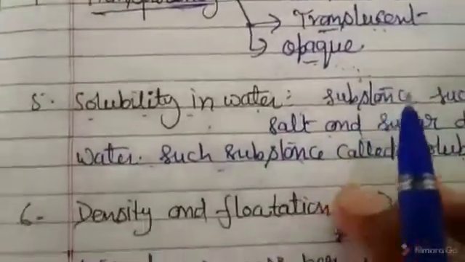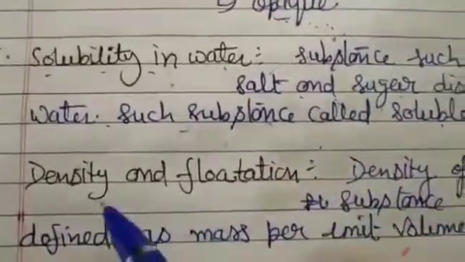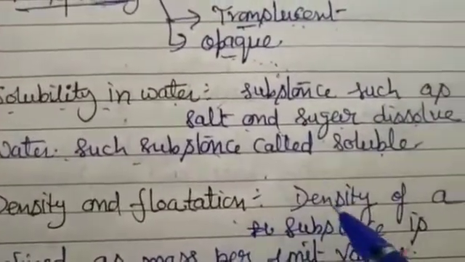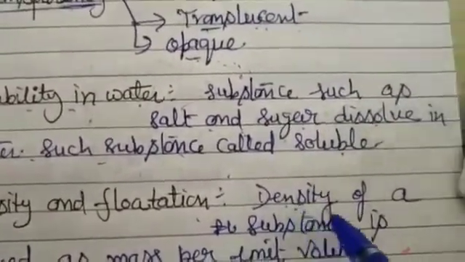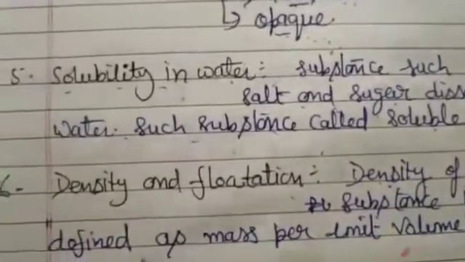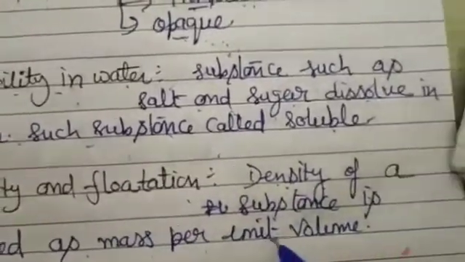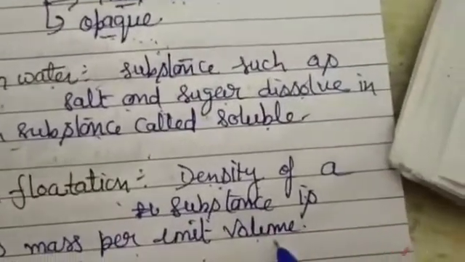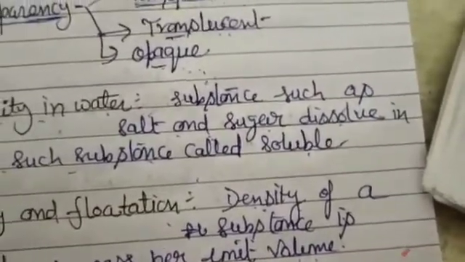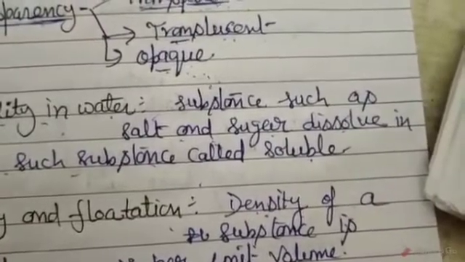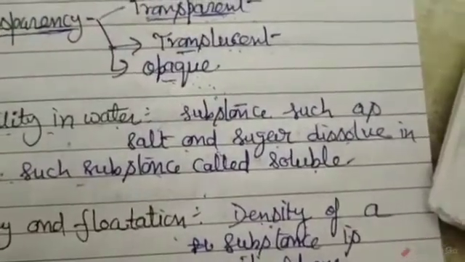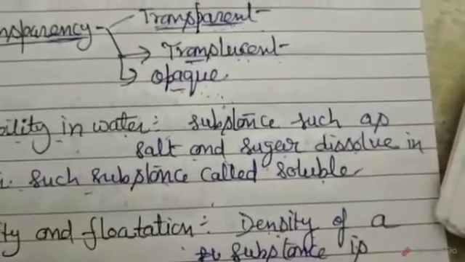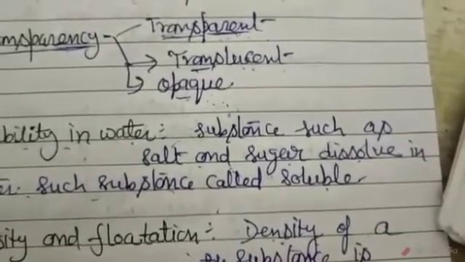Now, sixth one, density and flotation. What do you mean by density? Density of a substance is defined as mass per unit volume. Mass per unit volume. For example, the mass of a 1 centimeter cube of water is about 1 gram. So the density of water is about 1 gram per centimeter cube.